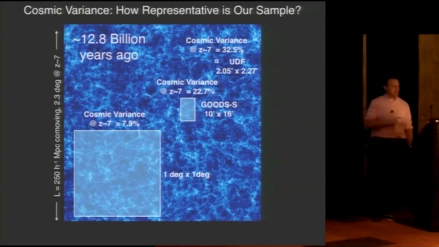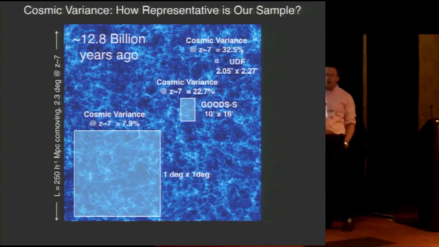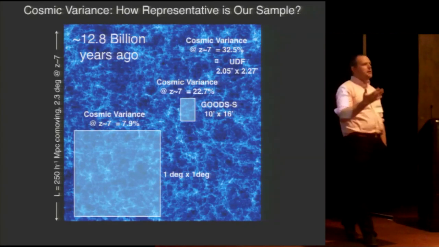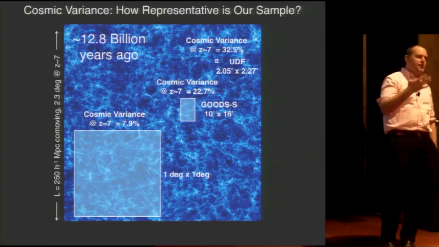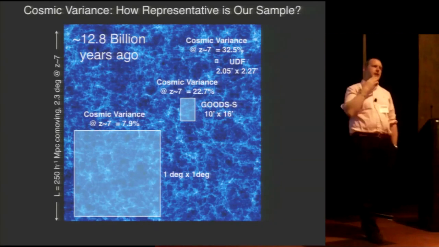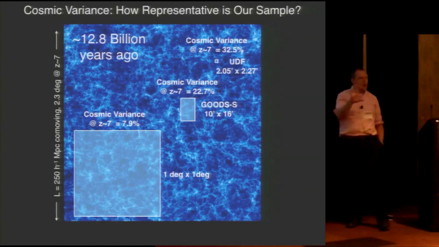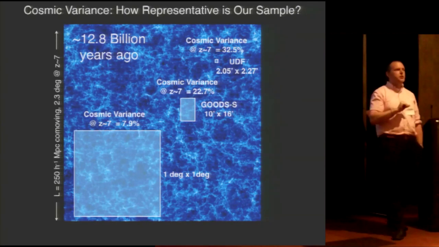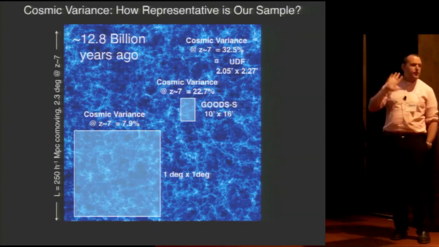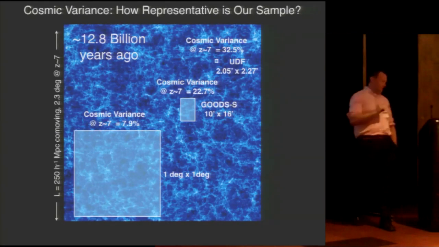So, okay. How representative is our sample? Well, we've been able to do calculations and find that this Hubble Ultra Deep Field, the deepest ever region of the sky, at the typical point in the universal history that we're looking, is about 30% accurate, which is good enough for government work.